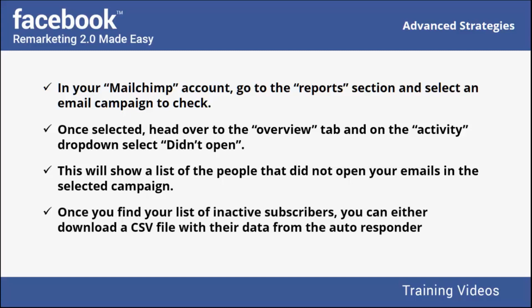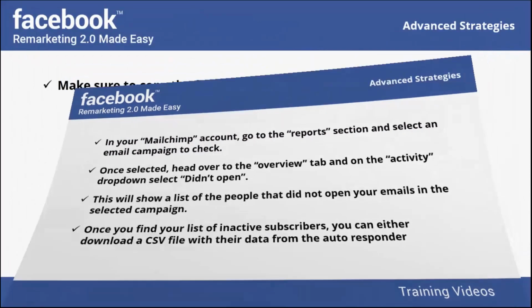Once you find your list of inactive subscribers, you can either download a CSV file with their data from the autoresponder or copy said data from the list and paste it into a personalized file. Make sure to copy the following data: email address, full name, physical address.